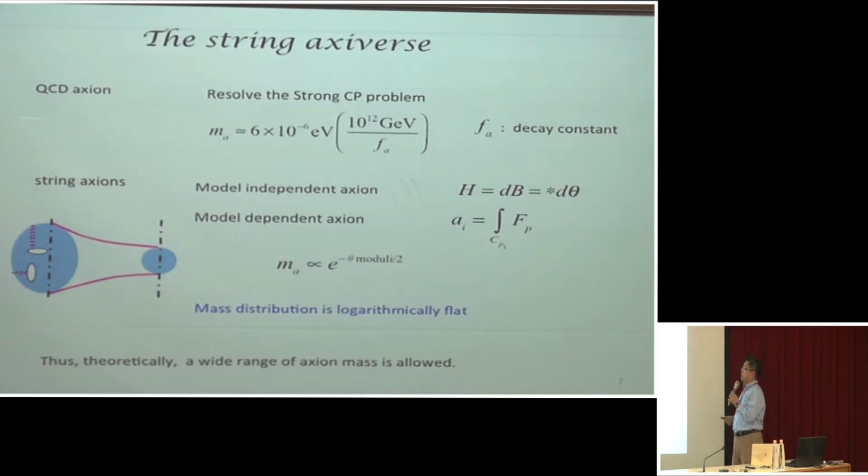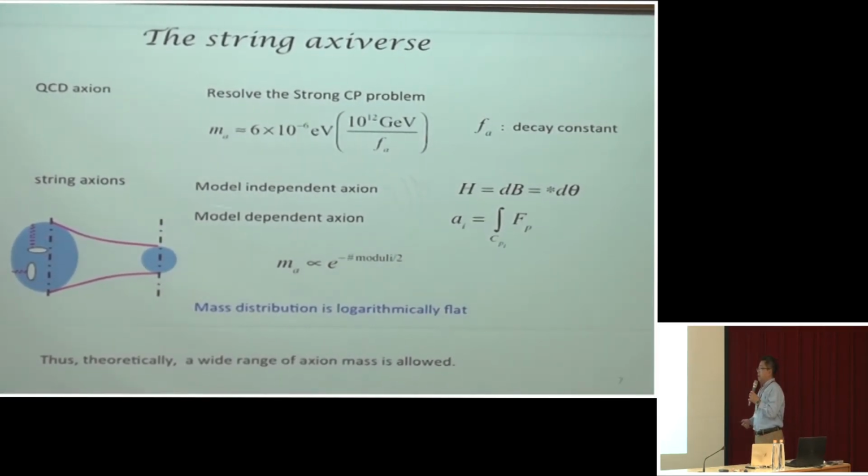Moreover, there are other axions. If you believe in string theory, in the context of string theory, there is at least a model independent axion, which comes from the Kalb-Ramond field. And there are a lot of model dependent axions, which come from p-form fields, after the integration over cycles in the internal space. So the mass of the axion is proportional to e to the minus the number of moduli. So depending on the shape and topological property of the internal space, this mass is determined. Because of this exponential dependence, we have a mass distribution which is logarithmically flat. So we have the chance to have a broad range of mass for the axion.